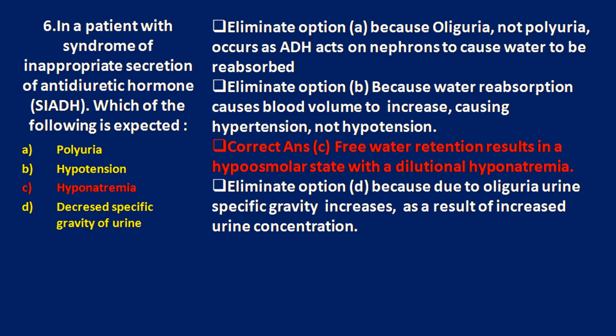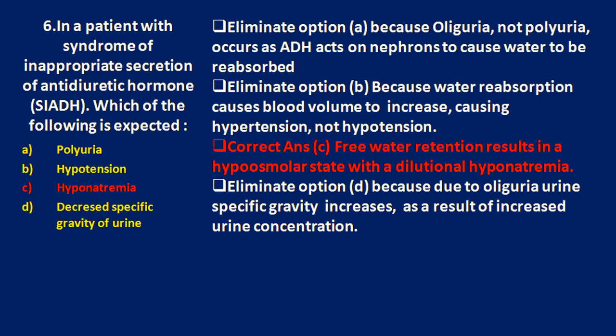Keeping this point in mind, consider option A, polyuria. We can eliminate this option because oliguria happens here because of increased production of ADH. Sodium and water is reabsorbed, resulting in reduced urine output, oliguria. So that option we can eliminate. Option B can be eliminated because water reabsorption causes blood volume to increase, causing hypertension and not hypotension.